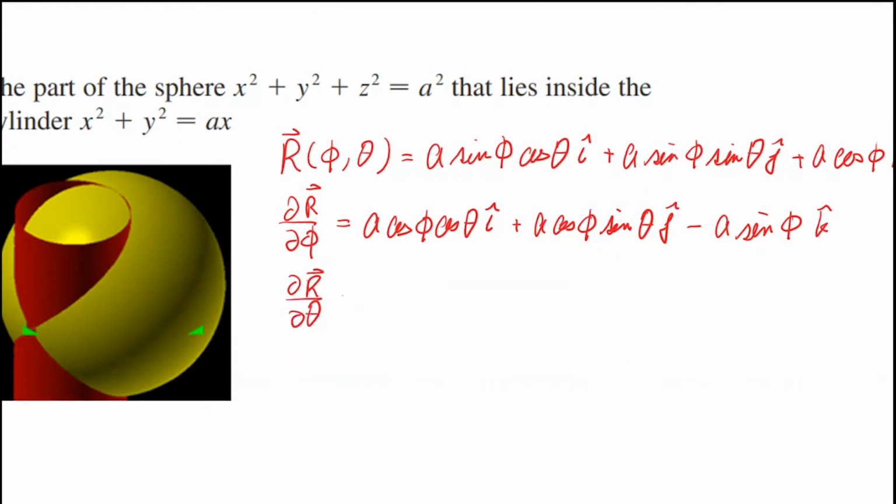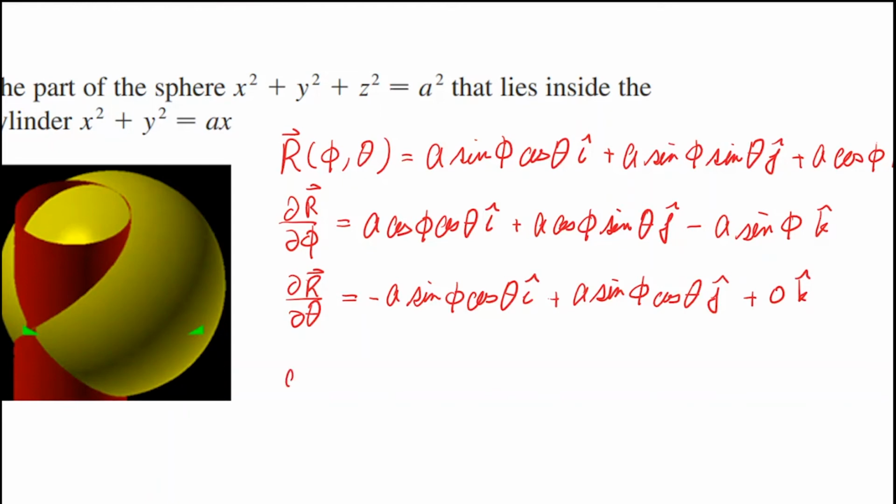Okay, let's do that one, and that will be negative a sine phi cosine theta i vector plus a sine phi cosine theta j vector, and this one dies, plus 0 k vector. Good.